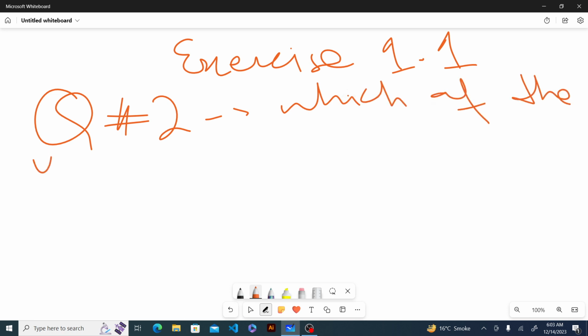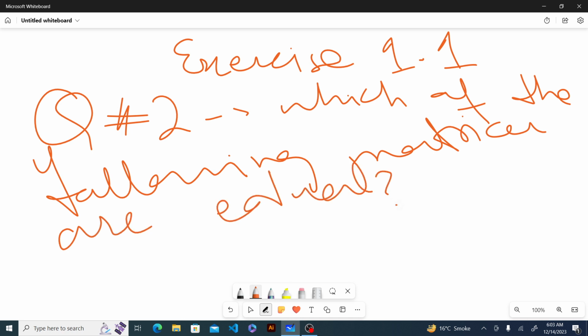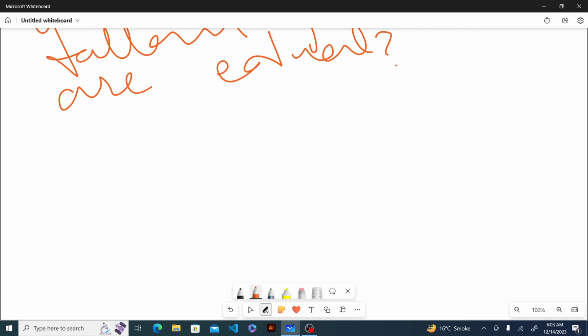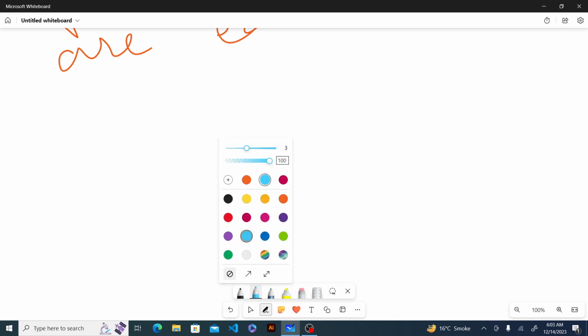Which of the following matrices are equal? Okay, we have to find this. And what are the matrices? Let me write all the matrices here. For writing the matrices, I'm choosing blue color.